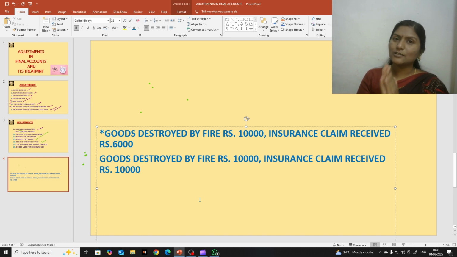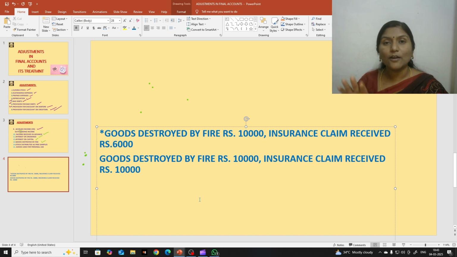So total loss always we record in trading account credit side. How? By writing by goods destroyed by fire 10,000. Do we have any loss still? We don't have, because total loss we received from the insurance company as insurance claim. We don't have any loss. 10,000 minus 10,000 is 0.